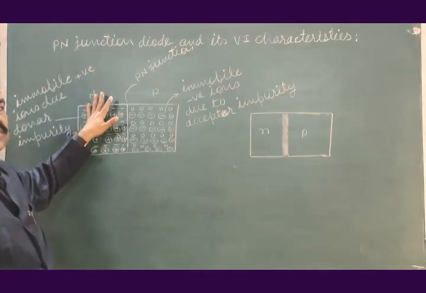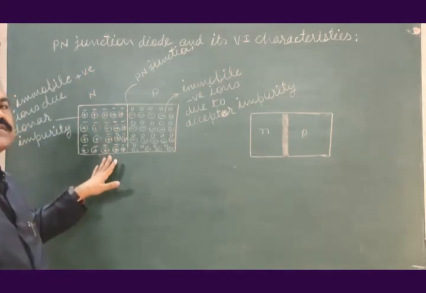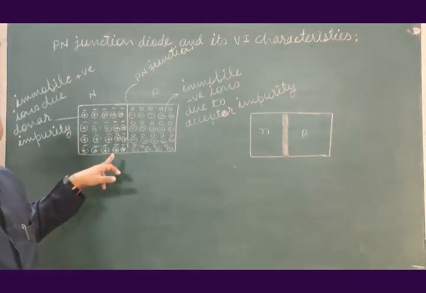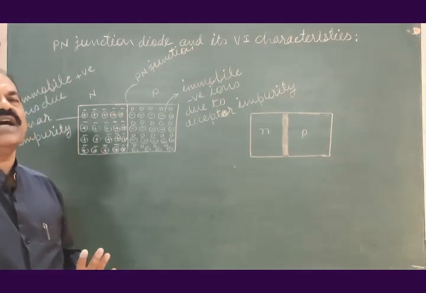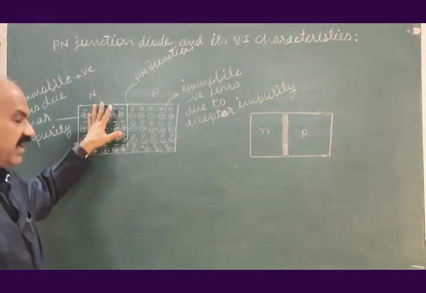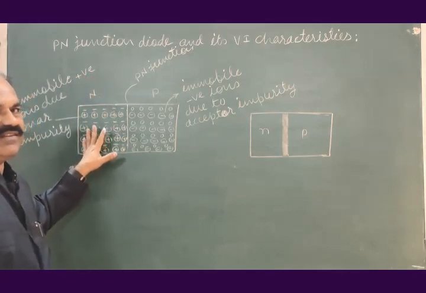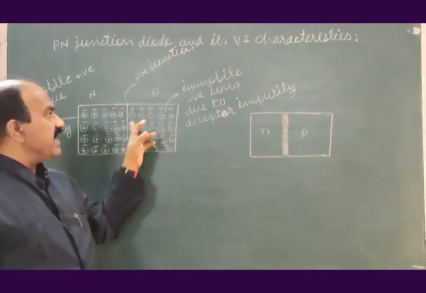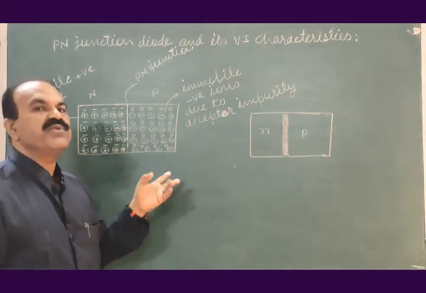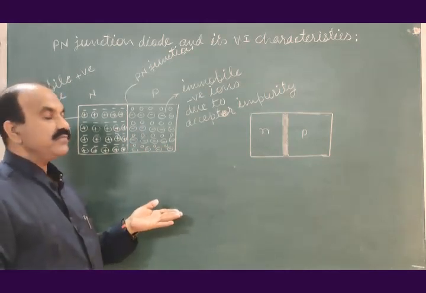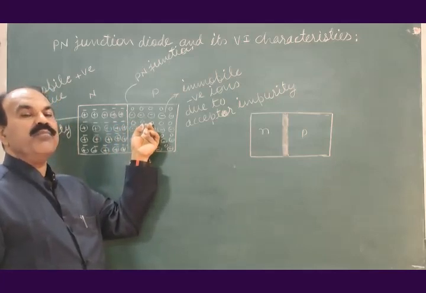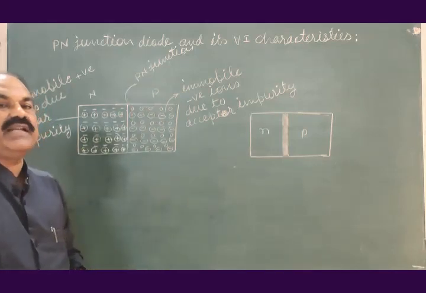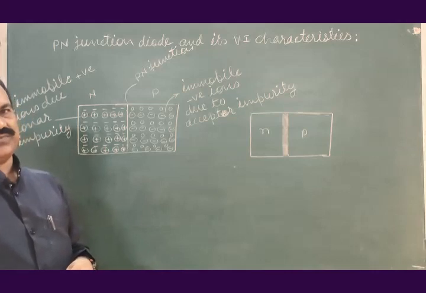If we consider the n side as a whole, the number of electrons will be equal to the number of immobile positive ions, so it will actually be neutral. No charge will be there. P type has a large number of free holes. These free holes will be equal to the number of immobile negative ions, and therefore the net charge on the p type semiconductor will also be 0.